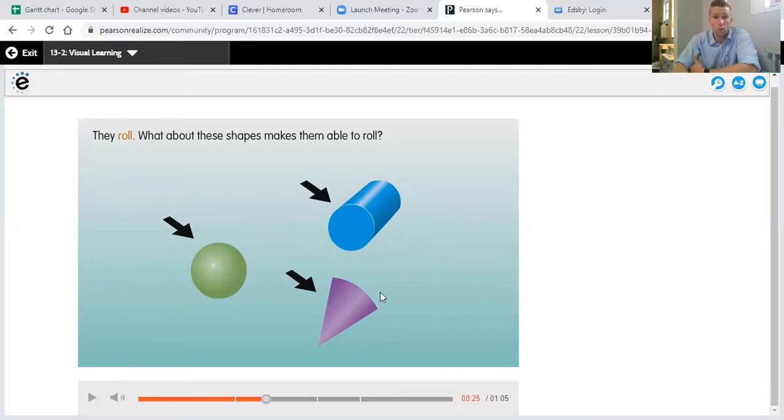All right, we know a cone has one flat side. We know the cylinder has two flat sides, one on each end. And the sphere, the whole thing is round. Part or all of them is round.